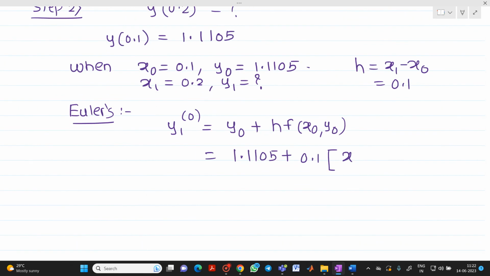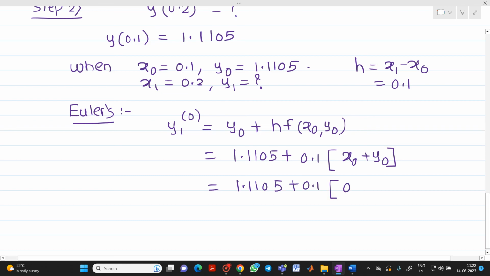So here it will be x equal to x0 and y equal to y0. If you substitute, you will get 1.1105 plus 0.1 into bracket x0, in this case 0.1, plus y0, which will be 1.1105. So do the calculation. 0.1 plus 1.1105, into 0.1 plus 1.1105, you will get the answer 1.2315. So this is the answer of y1 of 0.